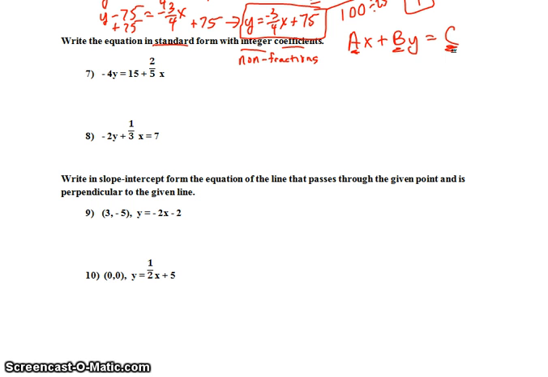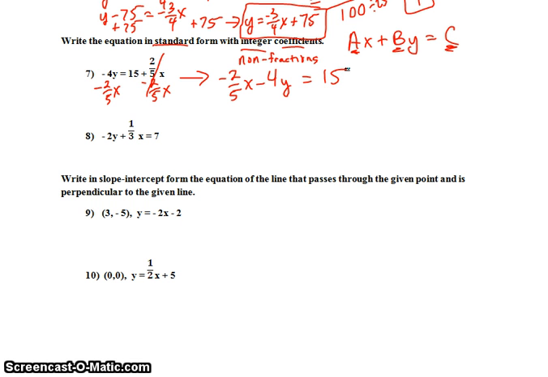Okay, for number 7, we have to first get the x over to the other side of the equation. So 2/5 x, we're going to minus 2/5 x. I'm going to come over here and rewrite it. Negative 2/5 x minus 4y equals, well, that's gone, 15.